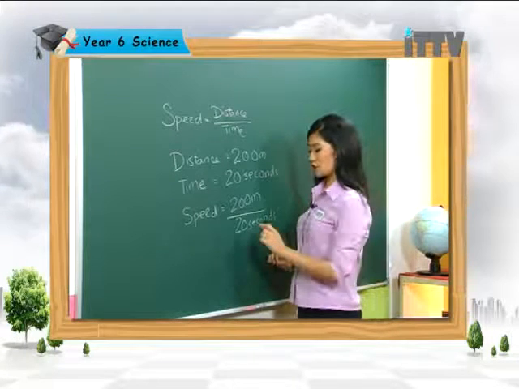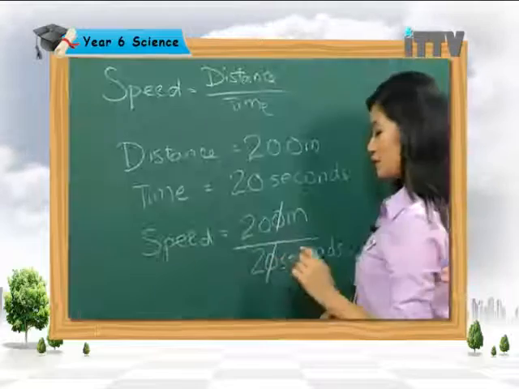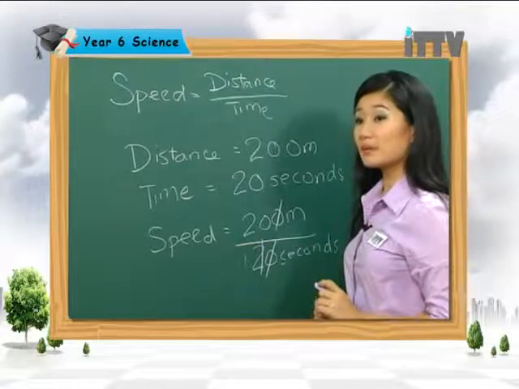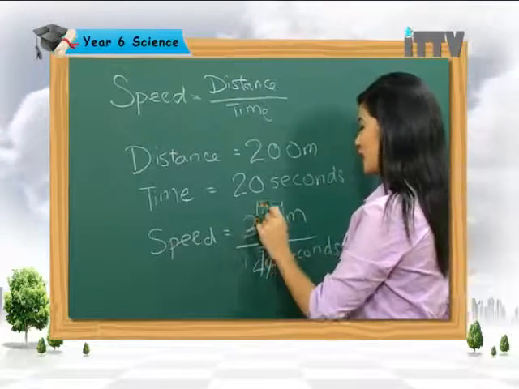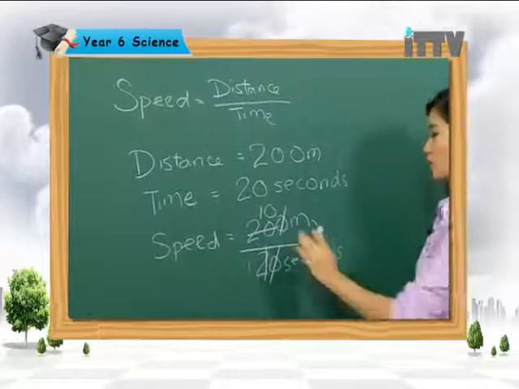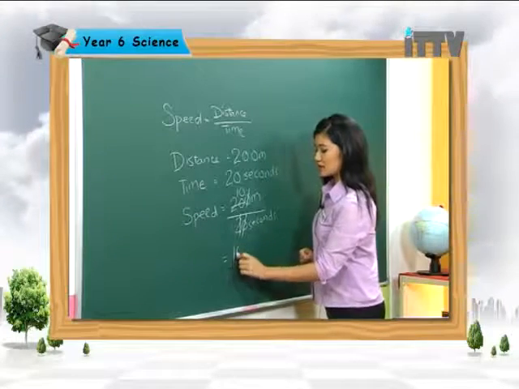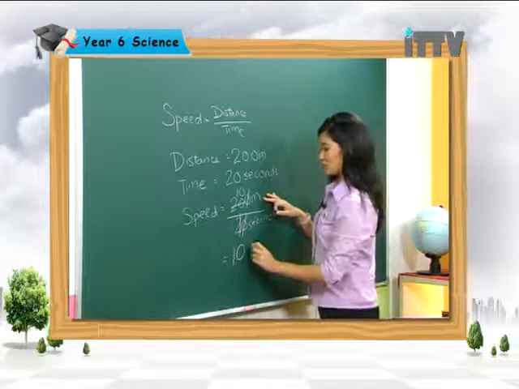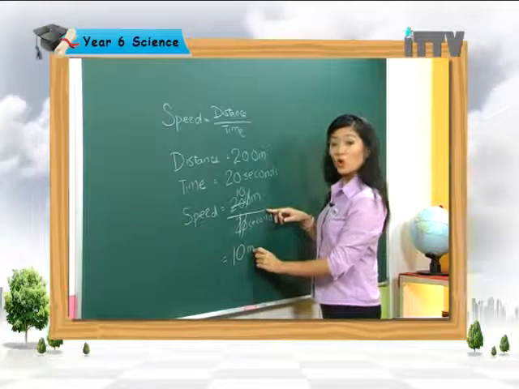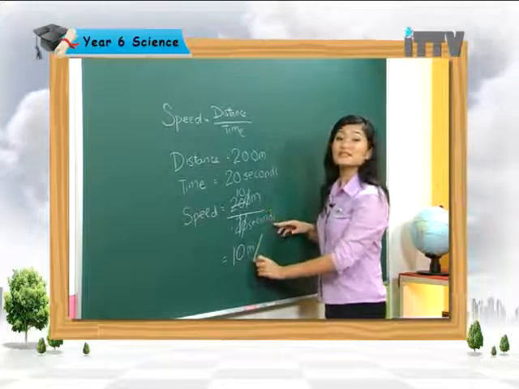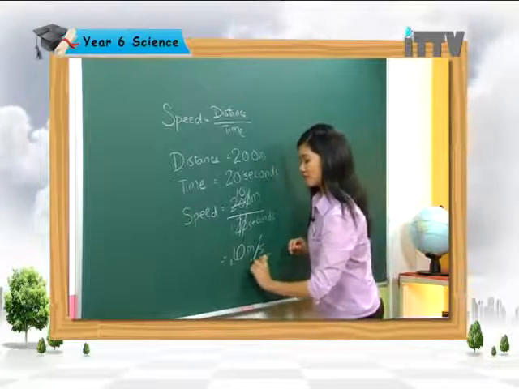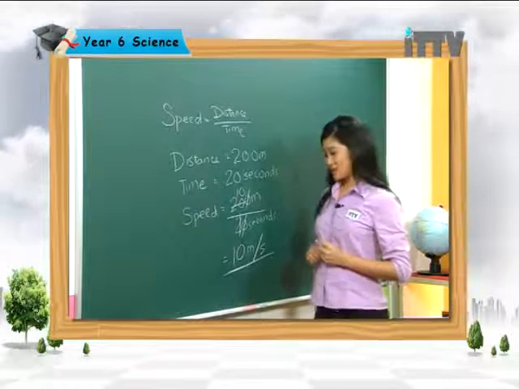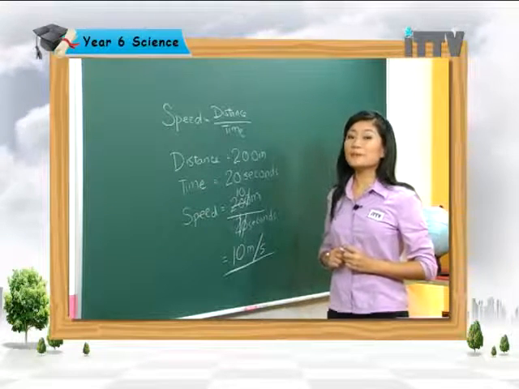Let's do a simple division. Just cut the 0 and cut the 0. 2 divided by 2, we get 1. 20 divided by 2? Yes, 10. So what is the answer, children? We know that the speed is 10. What is the unit? Look, this is meter. So meter over seconds. We have just answered how fast Susie runs. She runs at a speed of 10 meters per second.